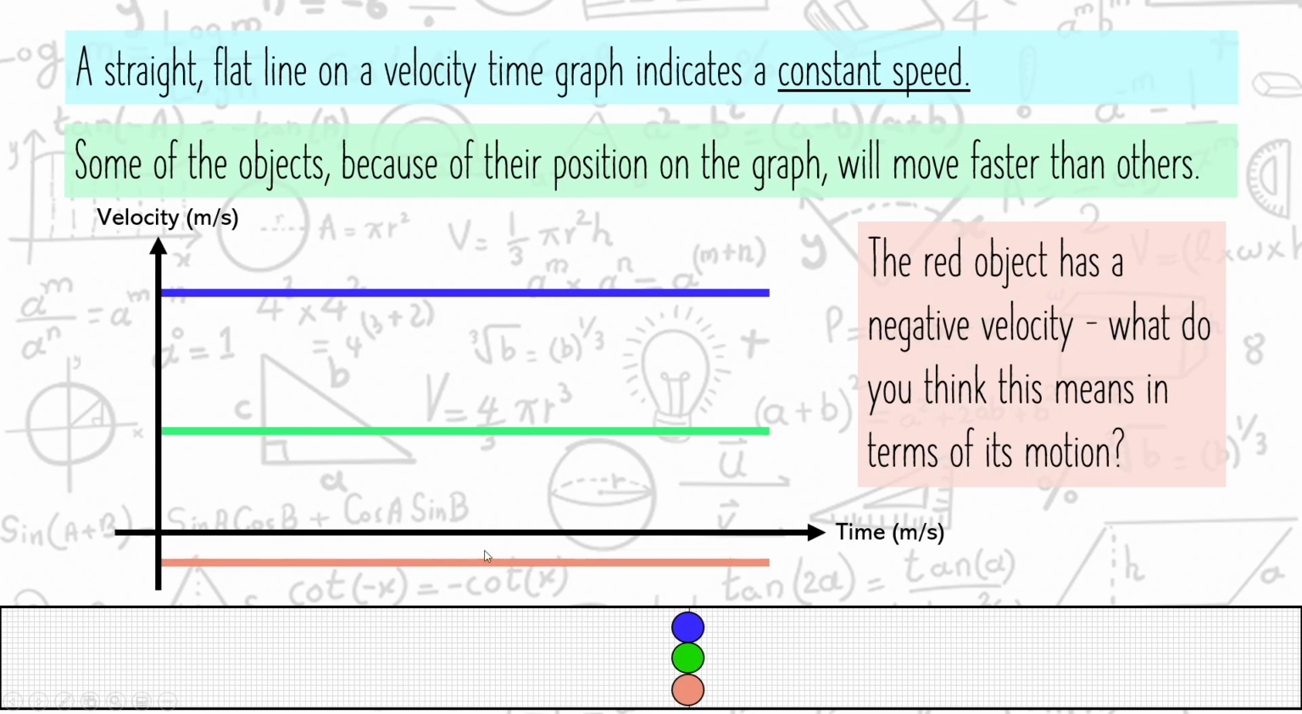Now notice we've got this red line underneath the axis. What do you think that's going to mean? Pause the video if you need to think about it. I'm going to click and we're going to see it move right now. You can see that the red object is moving the opposite direction to the other two. You may have noticed the other two speeding off the screen. The blue one was the fastest because it had the highest velocity.